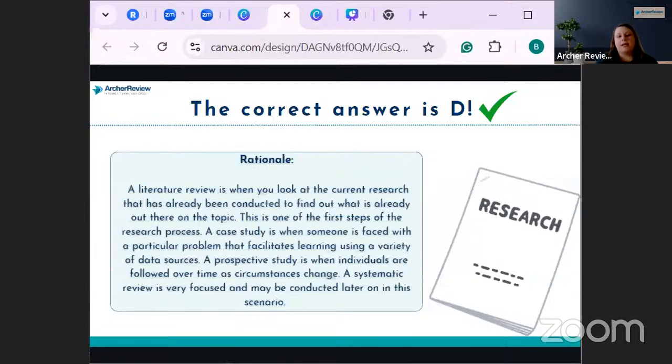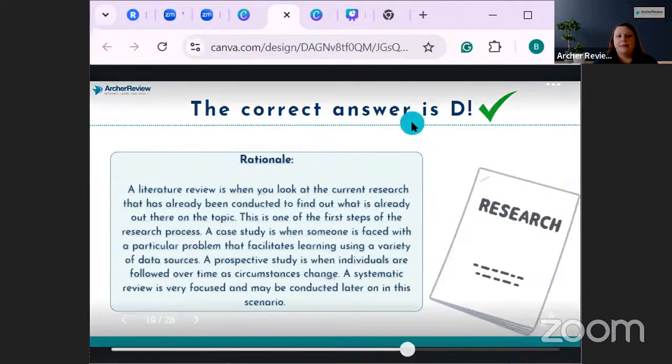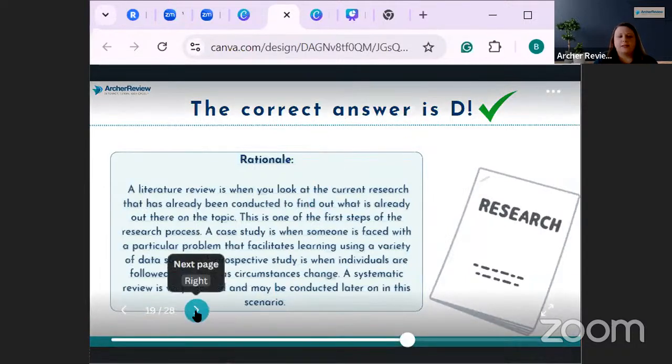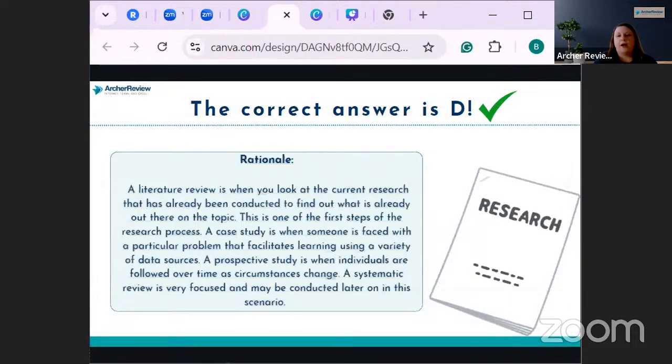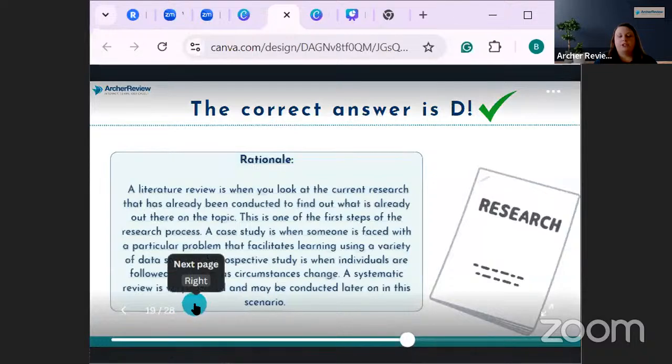A prospective study is when individuals are followed over time as their circumstances change. And a systematic review is very focused and might be conducted later on in the scenario. So we talked about how systematic review is going to be at the very top. So ideally, this team would conduct a systematic review before they try to start disseminating or changing their practice, before they have really gotten enough evidence. That's going to be important for them to do before they start making practice changes.